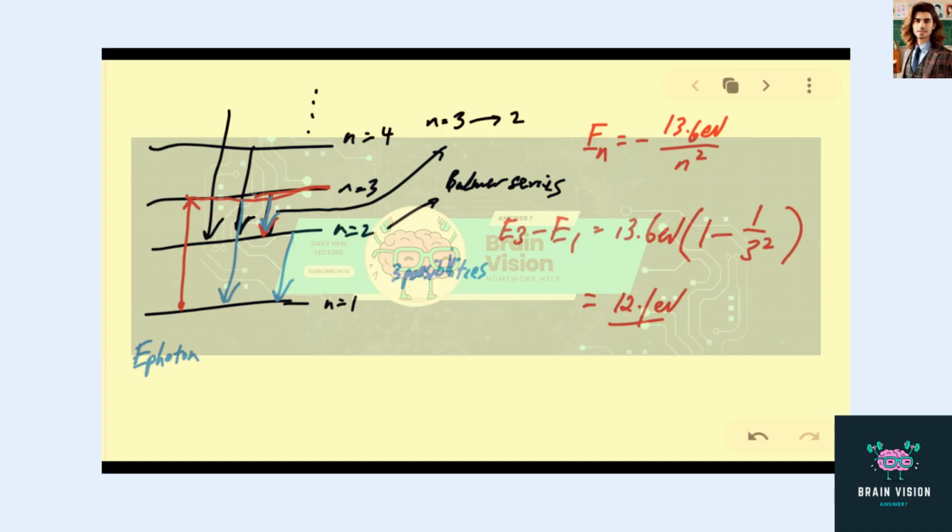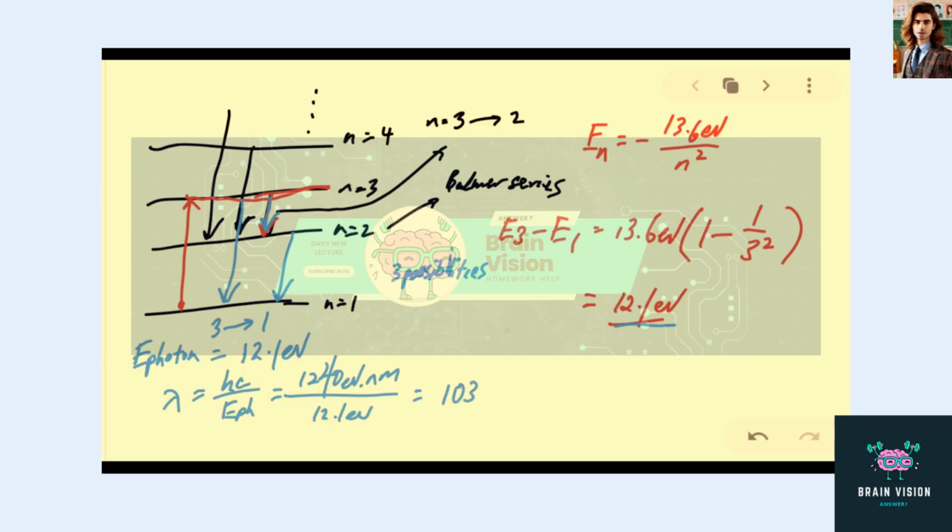So let us consider the first one, which is from 3 to 1 directly. Energy of the photon we already calculated is 12.1 eV. Wavelength would be just taking hc divided by the energy of the photon, where hc is 1240 eV dot nanometer. So we should get 103 nanometers. This is the first possible transition.